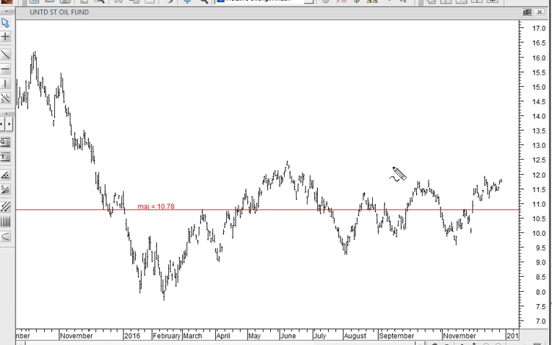As long as USO, the oil fund ETF, holds above 1078 here, which is the major point of control, it's in a strong price location.